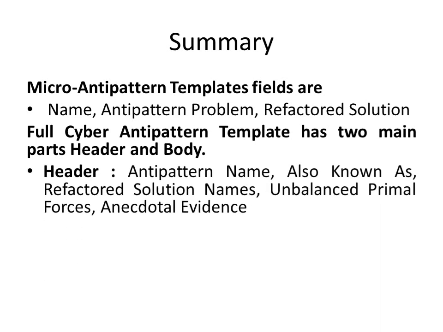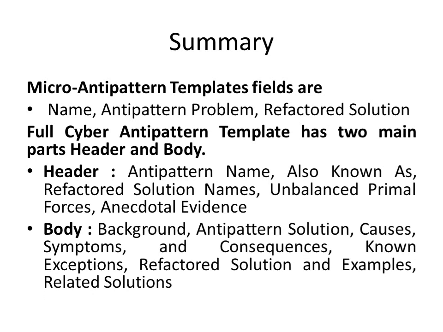Coming to the header, the fields are antipattern name, also known as, refactored solution names, unbalanced primal forces, anecdotal evidences. We have seen the meaning of these briefly in this lecture. Next, coming to the body of the full cyber anti-pattern template, the different fields are background, anti-pattern solutions, causes, symptoms and consequences, known exceptions, refactored solutions and examples, and related solutions.